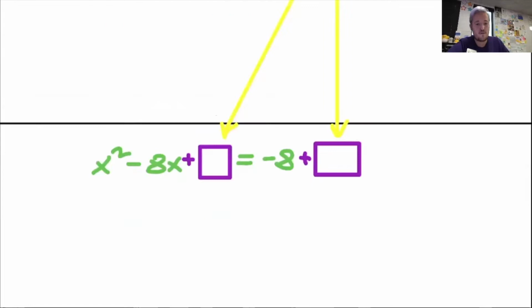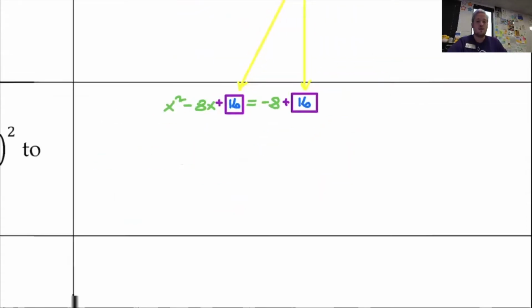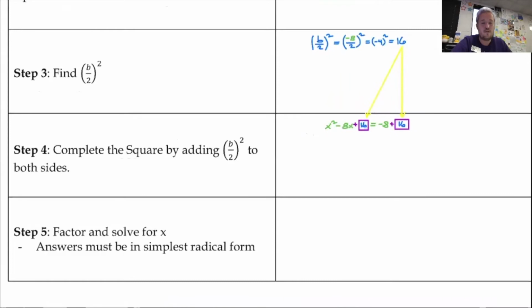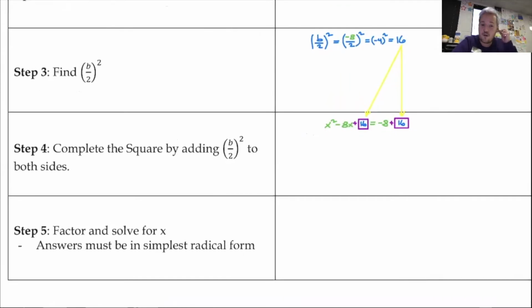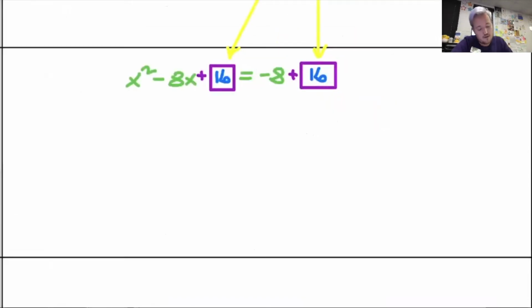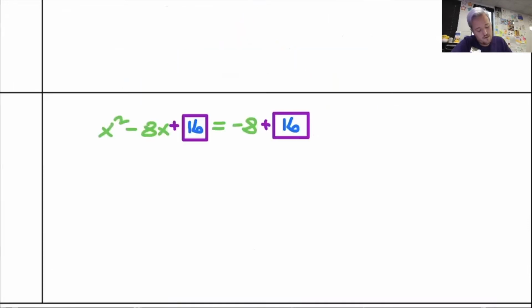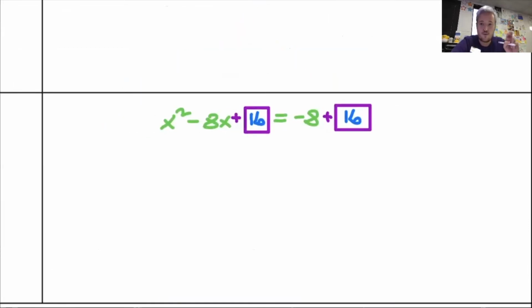All right. So here, I'm going to put 16 and 16. All right. So that was steps 3 and 4. All right, so now what I want to do is step 5. I want to factor and solve this equation for x. All right, so I'm going to go ahead and copy this equation down here to step 5. And this is the quote unquote hard part.